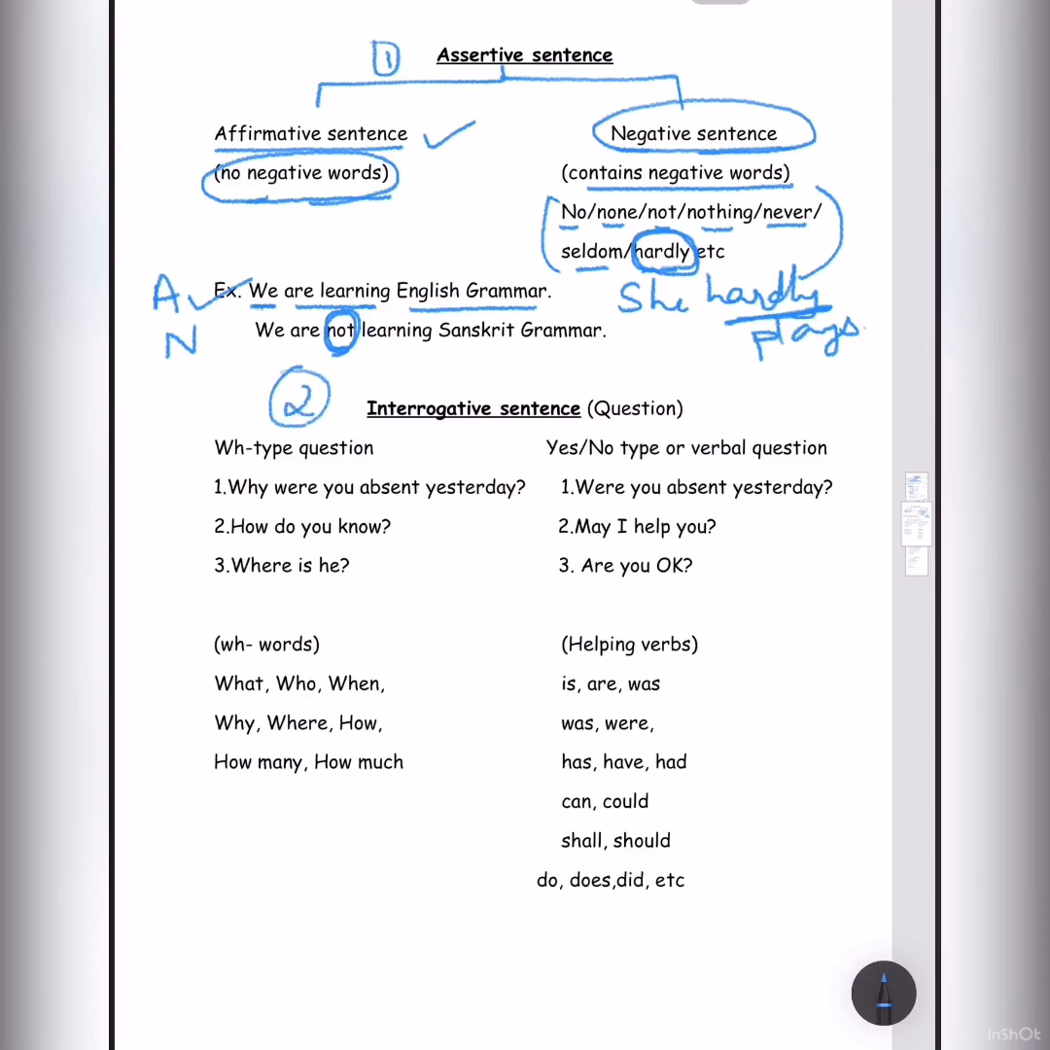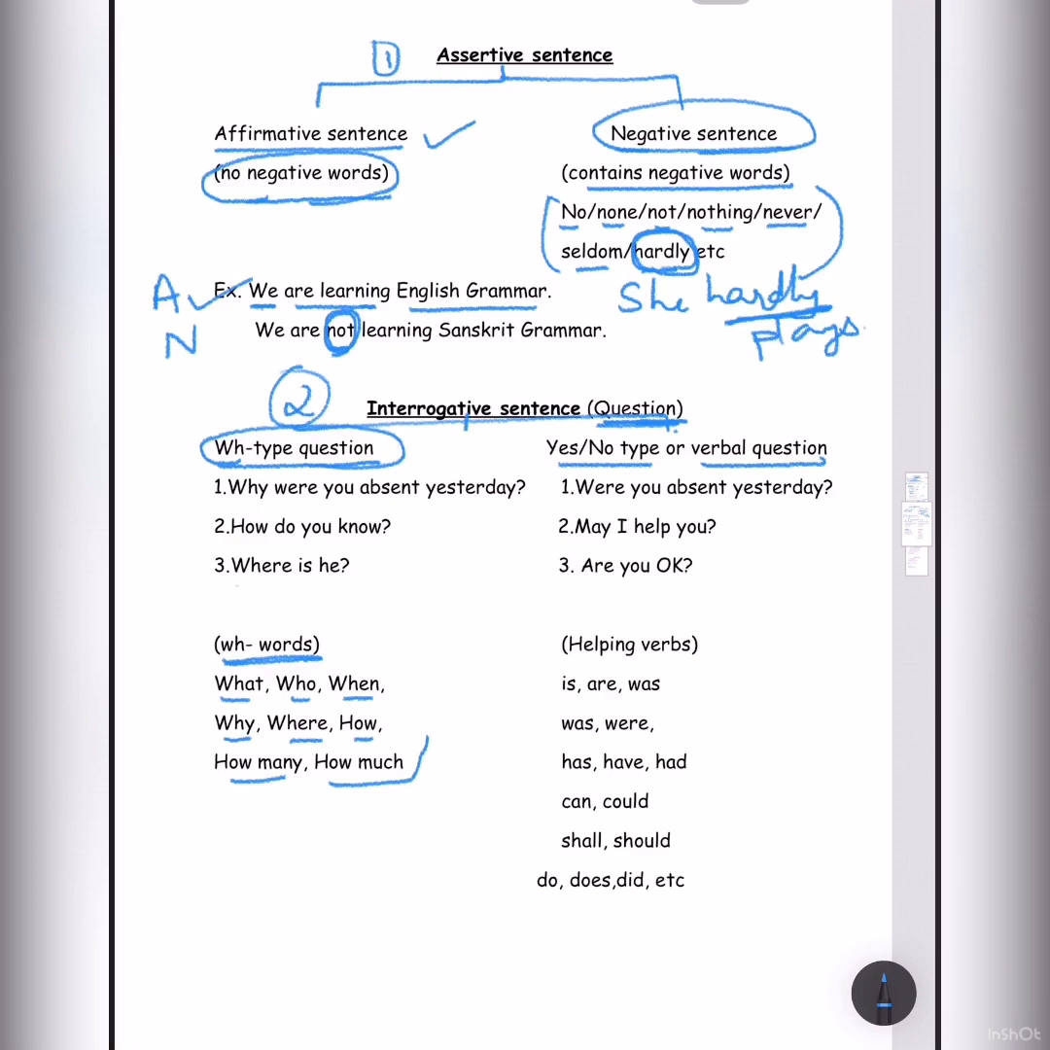The second is interrogative sentence which asks a question. This is also further divided into two. The first is WH type. The second is yes no type, and it is also called verbal question. WH type, the questions which start with WH words, which are what, who, when, why, where, how many, how much. Any sentence that gives you a complete statement as an answer will fall under this WH type of question.